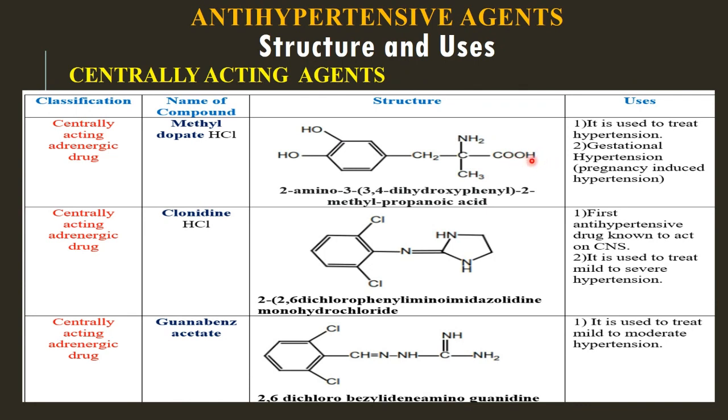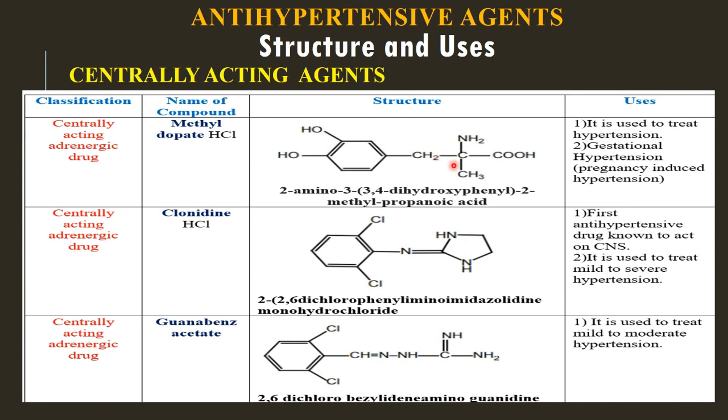Since an acid is present here, you can call it propanoic acid, and an amino group is present at the second position. One amino group is linked, and afterwards one methyl group is also linked. To this phenyl group, you can see two hydroxyl groups are linked. So how can we name this compound? It is 2-amino-3-(3,4-dihydroxyphenyl)-2-methylpropionic acid.